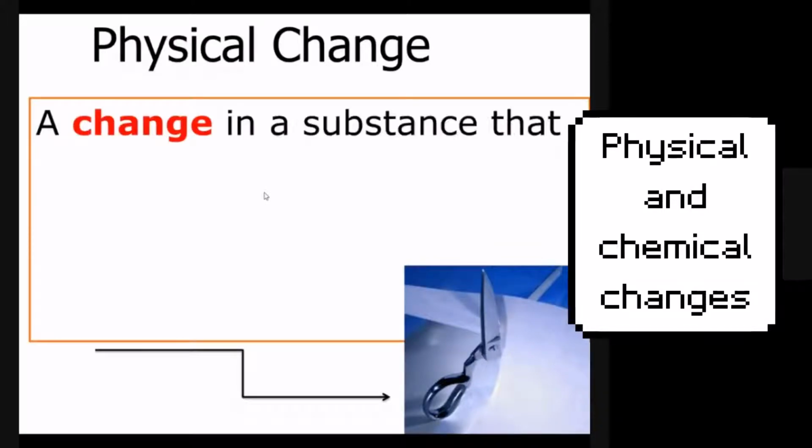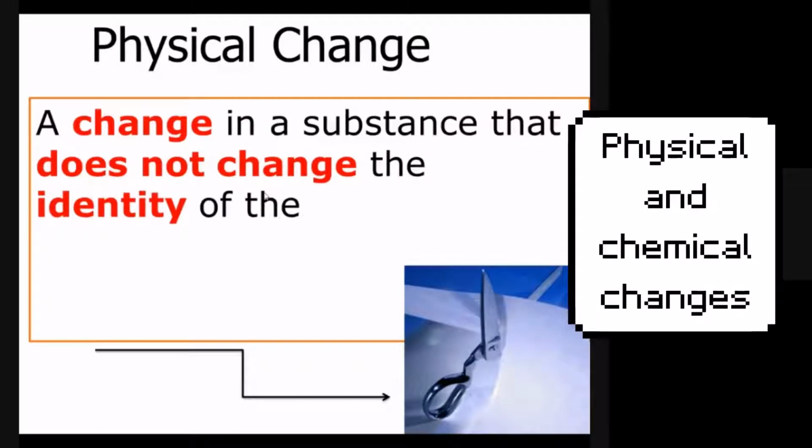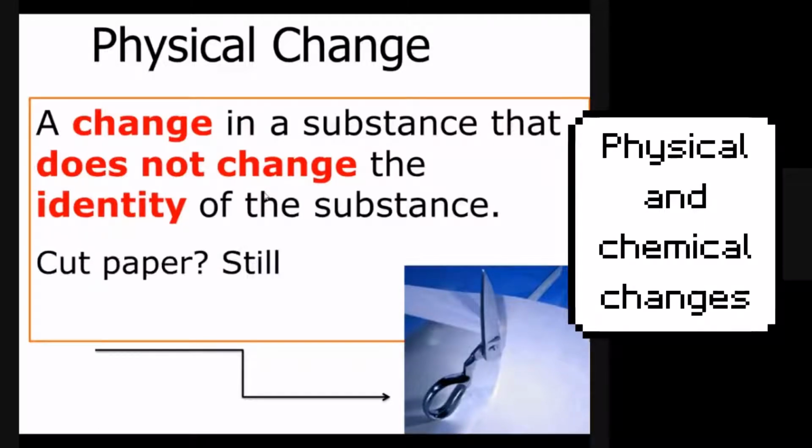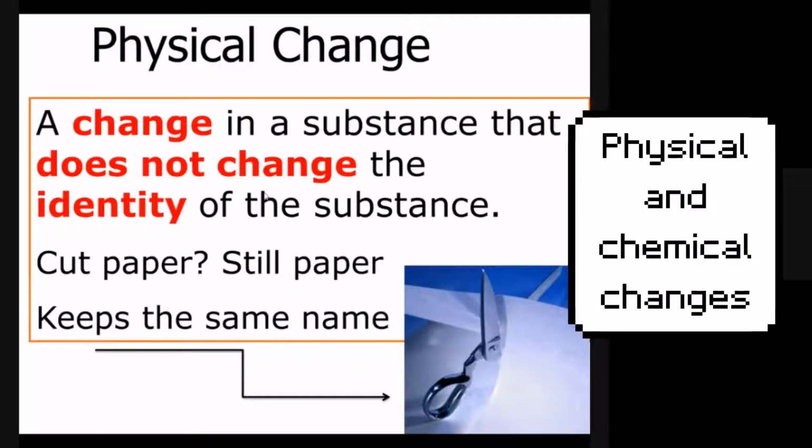Physical changes. Any change in a substance that does not change the identity of the substance or the chemical makeup will be a physical change. For example, cutting paper. After the paper is cut, it is still paper. A good rule of thumb is, if the object keeps its same name, then it is likely a physical change.